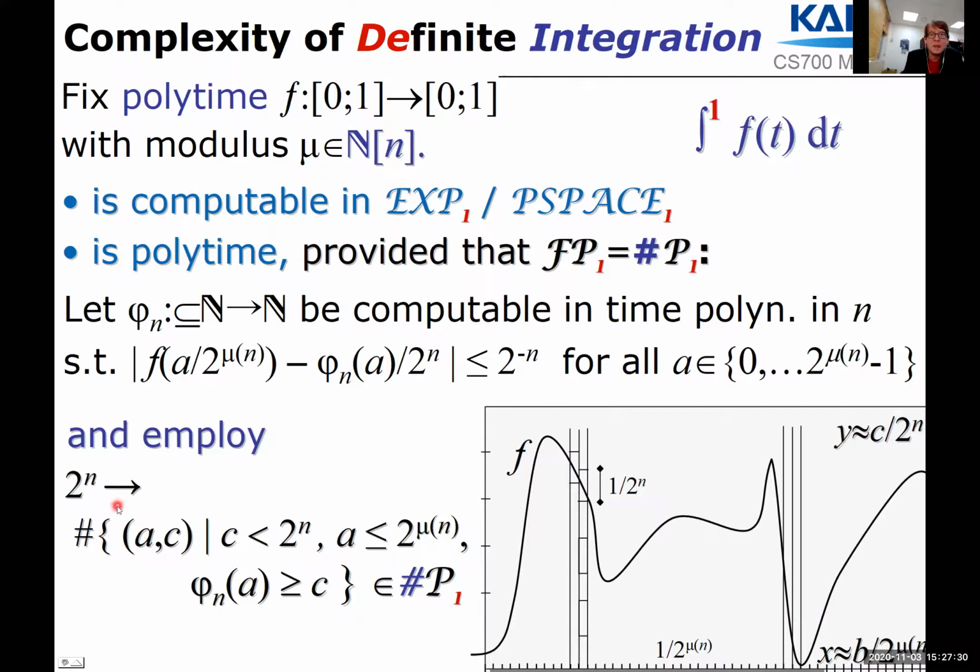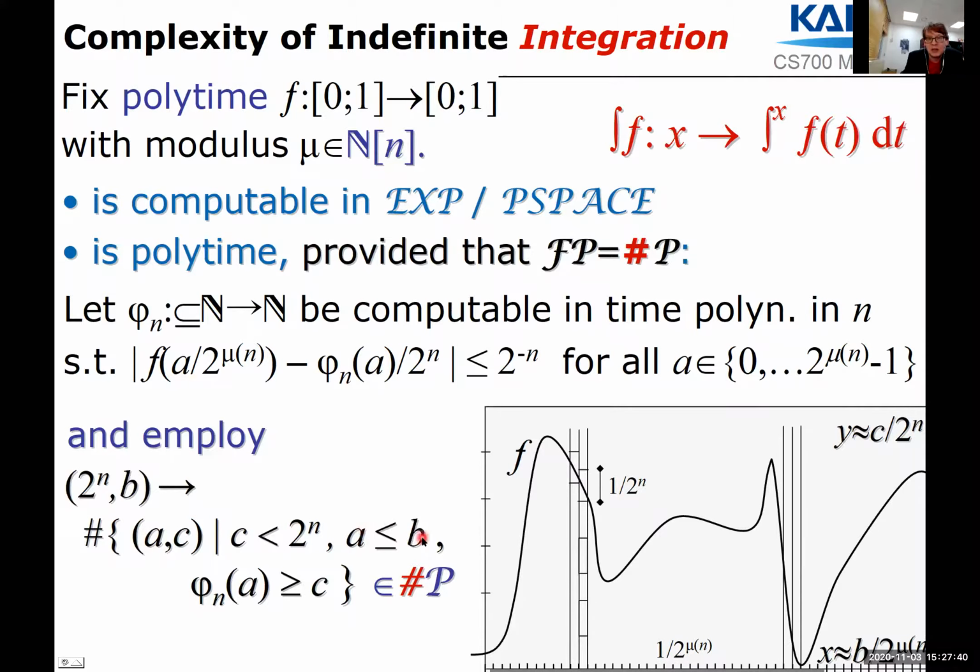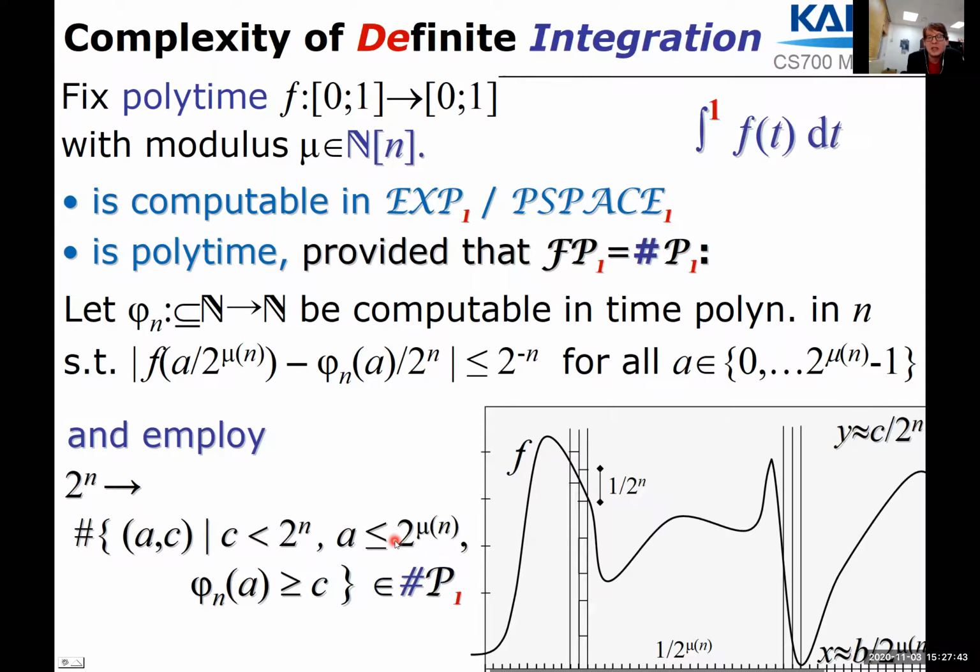So there only remains a unary precision parameter input, and we ask for all possible pairs of witnesses, not just those where a is less or equal to b, but those where a is less or equal to 2 to the mu of n, namely where a can now range over the entire interval, subintervals of this interval. And as I said, this is obviously a counting problem in sharp P1, the universe of sharp P, because the input is restricted to unary inputs.